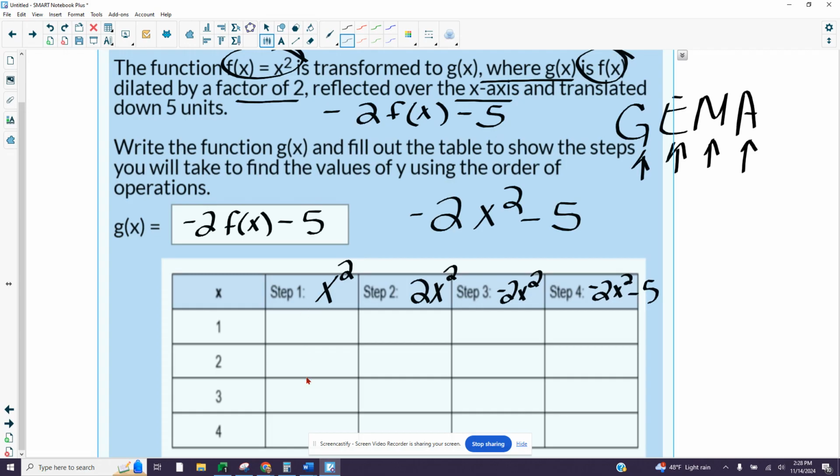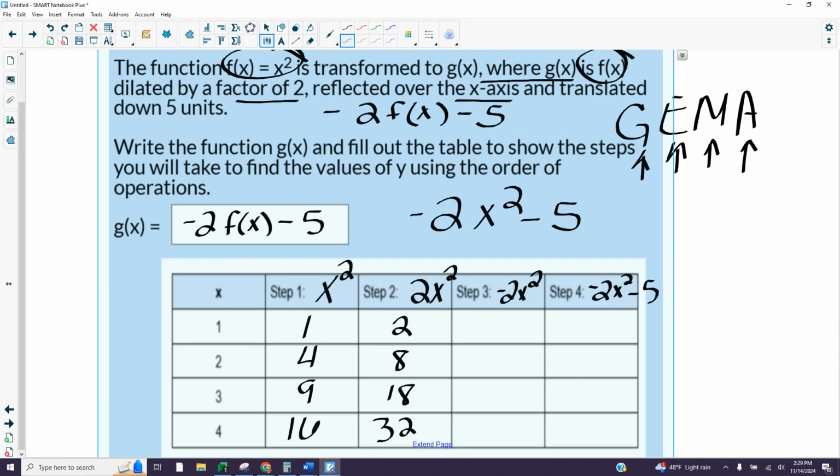Let's just do all of step 1 first. If x is 1, what is x squared? X squared would be 1, 4, 9, and 16. Just squaring the x values. That's all we're doing here, squaring those x values. Step 2 would be to double each of those numbers. So 2 times 1 is 2, 2 times 4 is 8, 2 times 9 is 18, and 2 times 16 is 32.